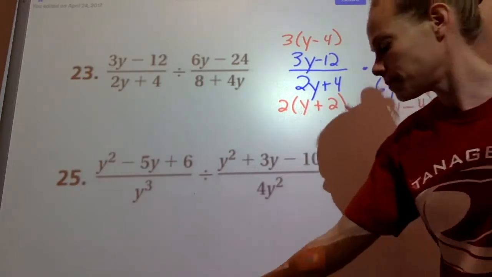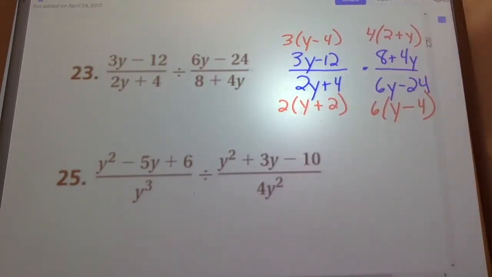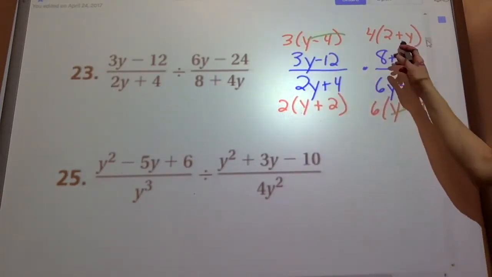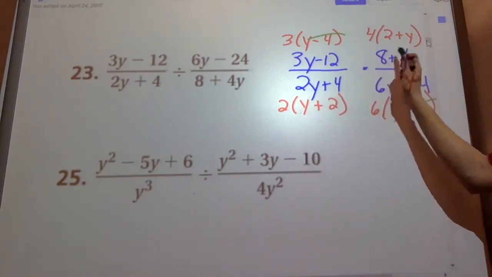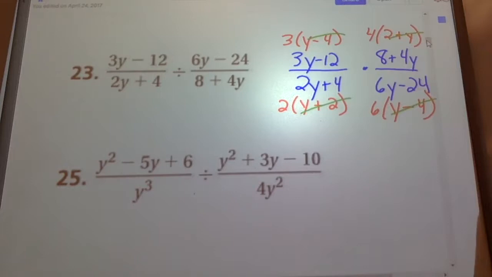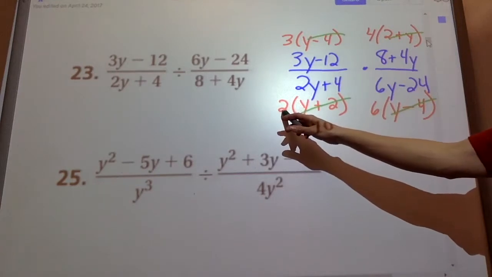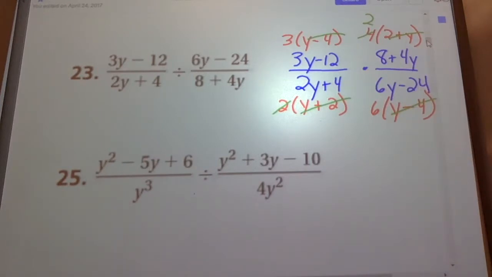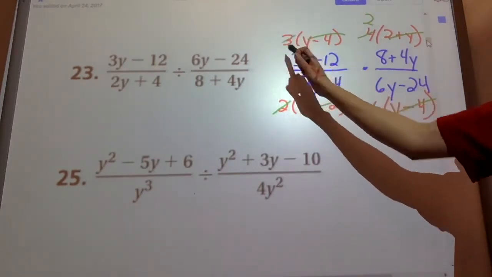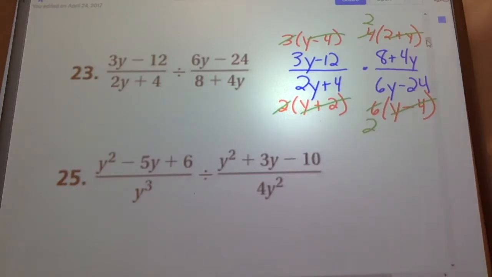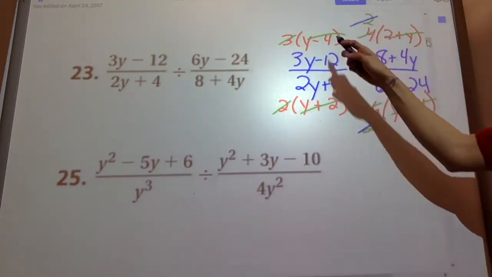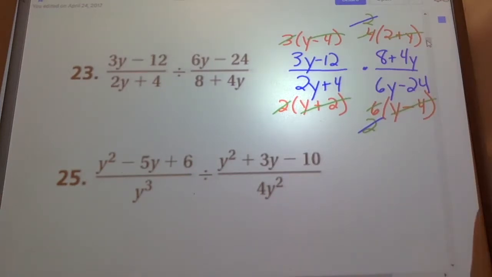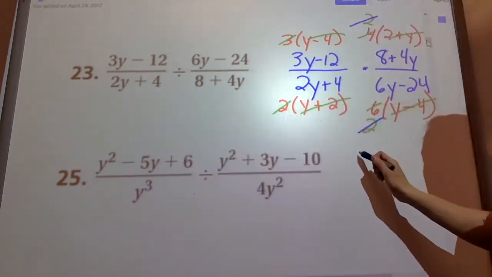Okay, what can I cross off? As long as it's on top and bottom, it crosses off. Y minus 4s, what else? Y plus 2. Yep, even though it's a different order, they're still the same. It's positive y's with positive 2's. What else? Do you see it? I can take a 2 out, see that? Because 4 is 2 times 2. So I can take a 2 out and that becomes a 2. What else can come out? A 3, right? And that becomes a 2, but then what else comes out? The 2 is crossed off. So what do I have? 1. Everything crossed off. So it equals 1.